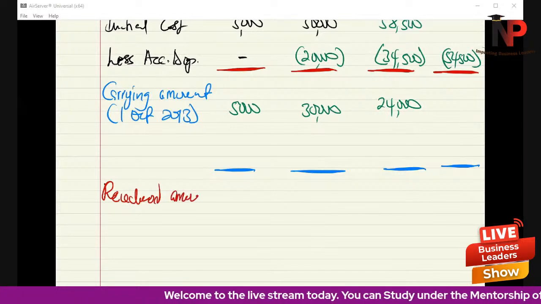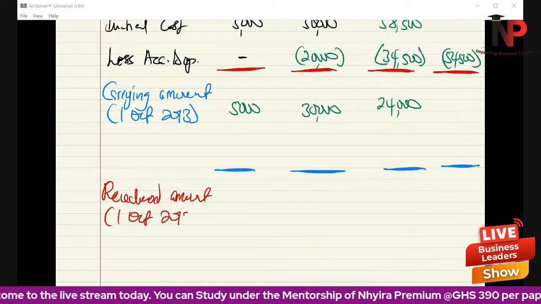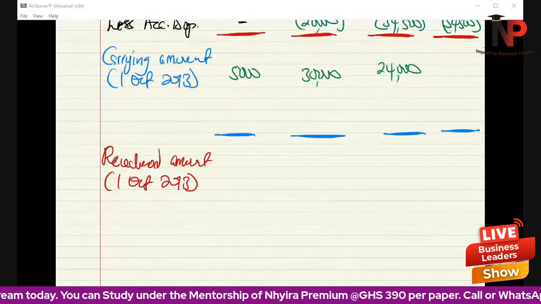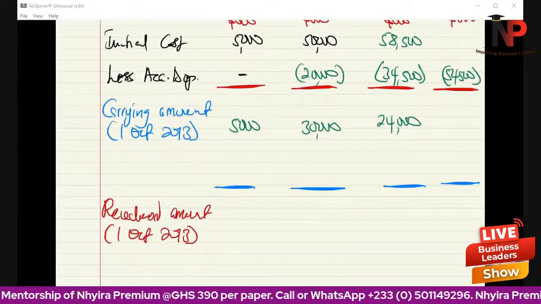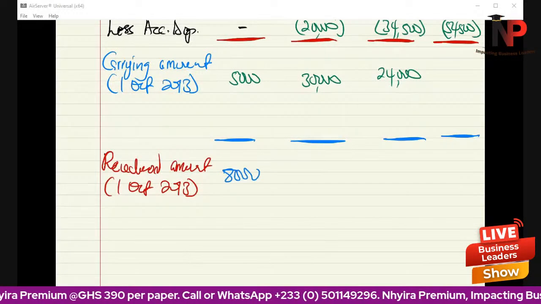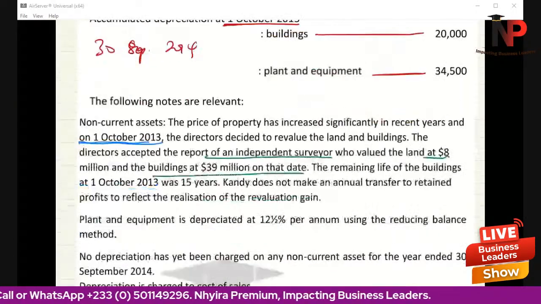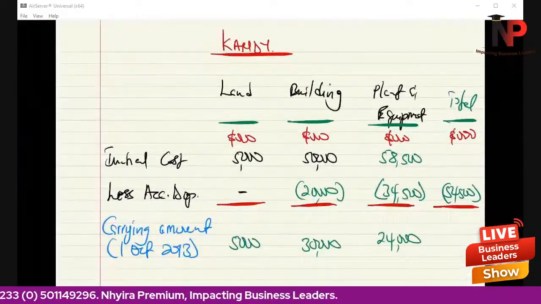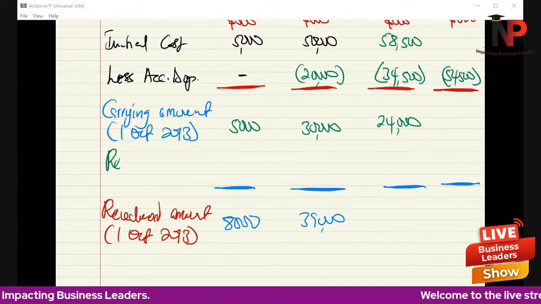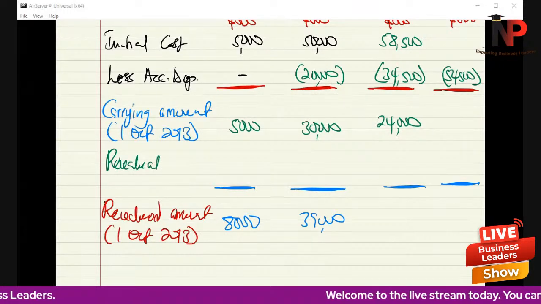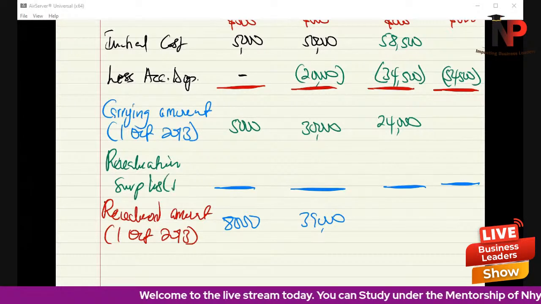So revalued amount, 1st October 2013. And the land is now revalued at 8 million. The building is 39 million. So 8 million, 39 million in that case. Now, if you look at it, we are going to have the balancing figure to be revaluation surplus or revaluation gain as a balancing figure.